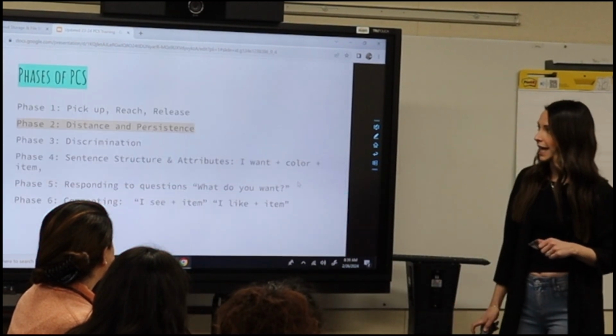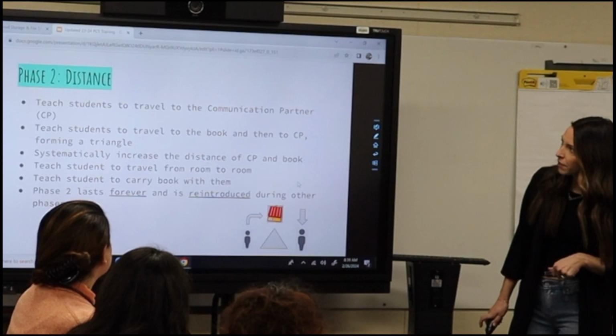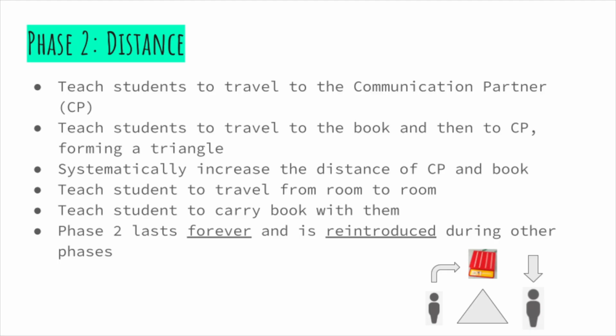So we are introducing that. We're teaching them to travel to the communication partner, then we're going to teach them to travel to the book and then the communication partner. It's a big, beautiful, long process triangle. Like I said, a lot of my students do not get to this point.